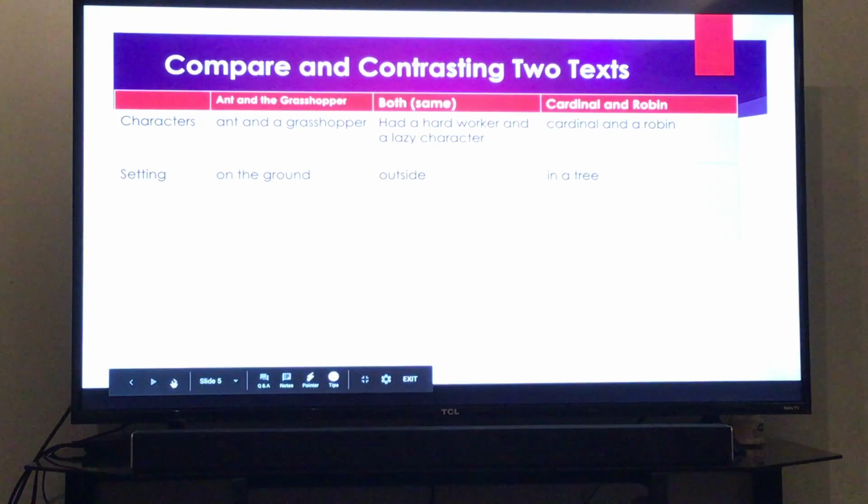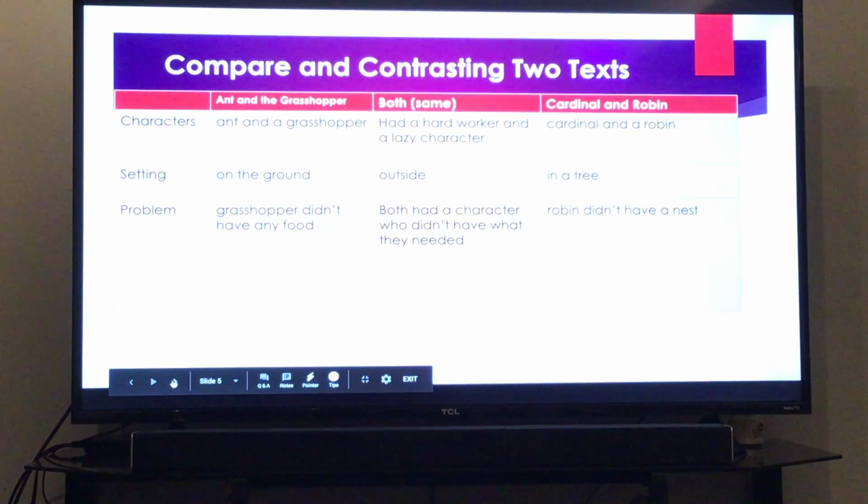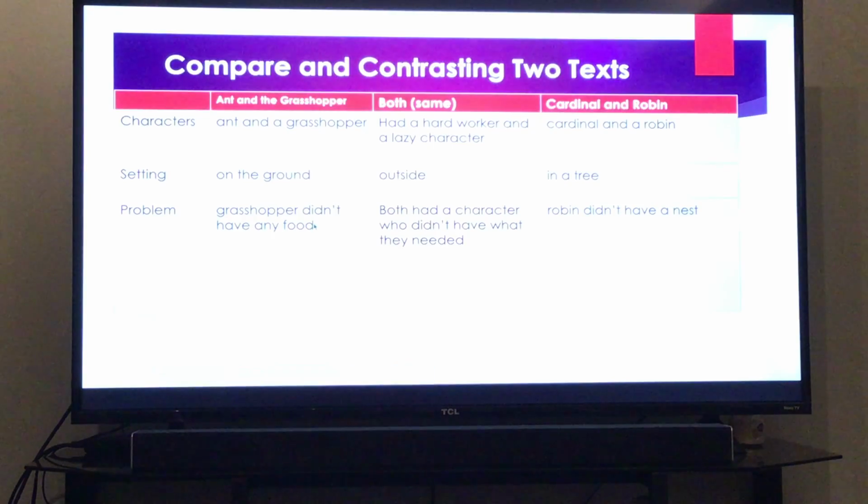Next, we're going to talk about the problem of the story. In Ant and the Grasshopper, the grasshopper didn't have any food. In Cardinal and Robin, Robin didn't have a nest. Something they both had the same was both had a character who didn't have what they needed. And the reason they didn't have what they needed is because they didn't prepare.